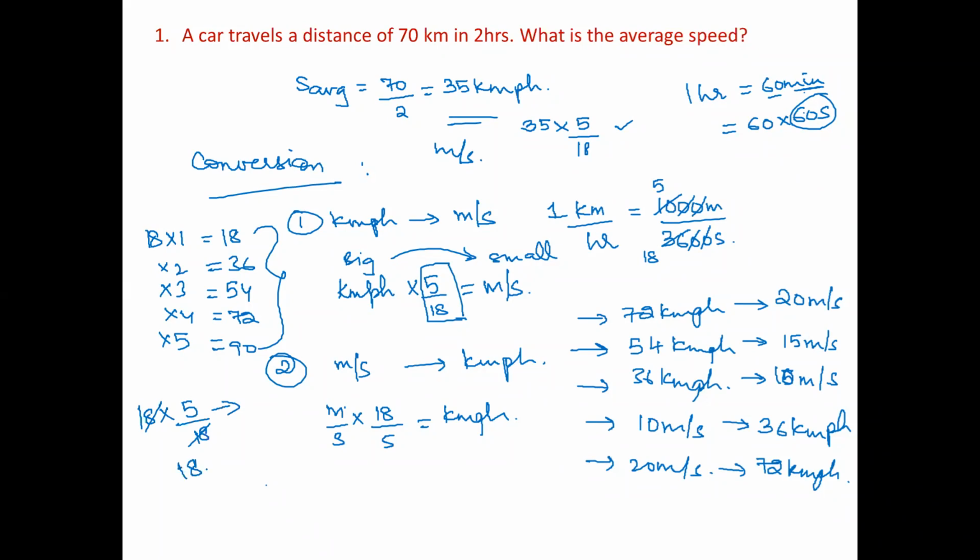So 18, now what is the next one? 36 kilometer per hour into 5 by 18. If you know that 18 table is there, directly you are able to say. So remember these values. 18 table, you just write it down. Eventually, you won't even have to think about it. Seeing 72 means 4 into 5, directly you will say 20 meters per second. Make sure you know 18 table at least minimum up to 5. Write down, guys.